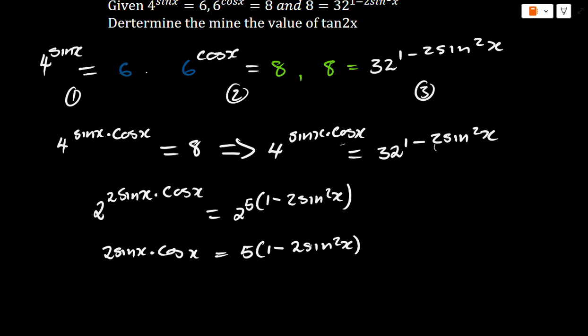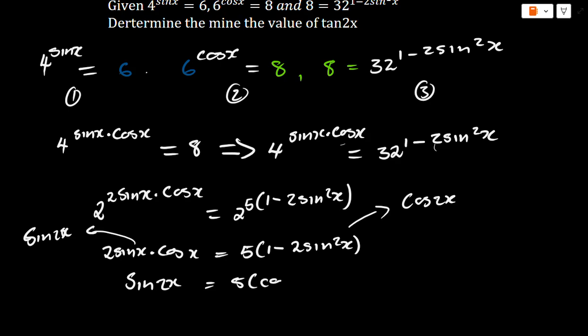But what is this? What are we looking at here? Remember that 1 minus 2 sine squared x is basically the double angle of cos, and 2 sine x cos x is the double angle of sine 2x. Right, so we can rewrite these two as the double angle of cos and the double angle of sine. Let's do that. Sine 2x is equal to 5 times cos 2x.